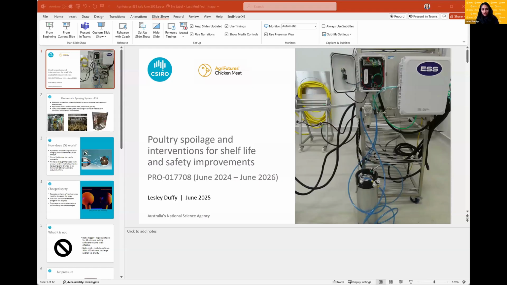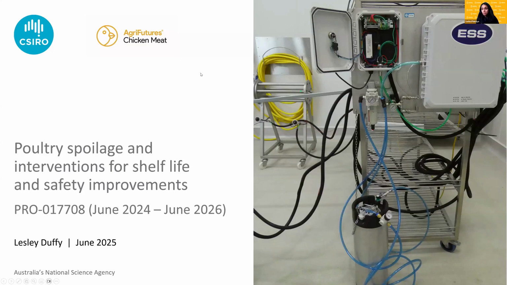Her research projects have included the ecology of these organisms in production systems throughout the supply chain from on-farm to retail, and that includes source tracking and transcriptomics to understand stress survival through processing and the change in the microbiome from farm to fork. So Leslie will be informing us today on poultry spoilage and interventions for shelf life and safety improvements. So with that, I'll hand over to you, Leslie.